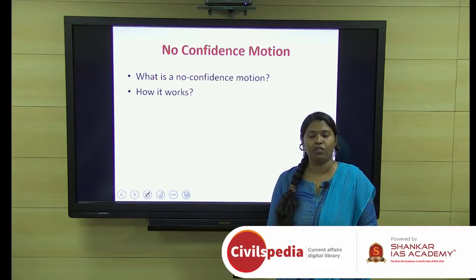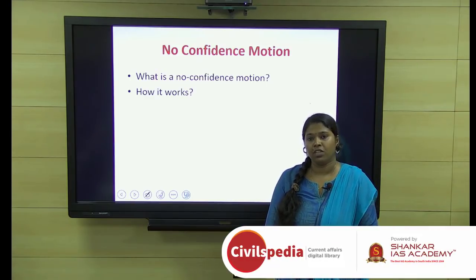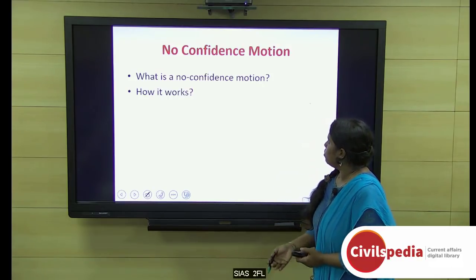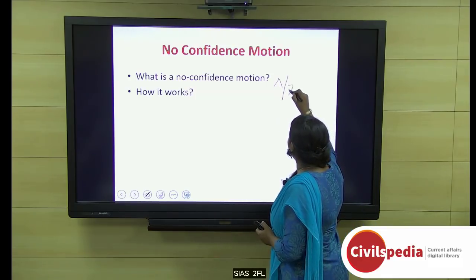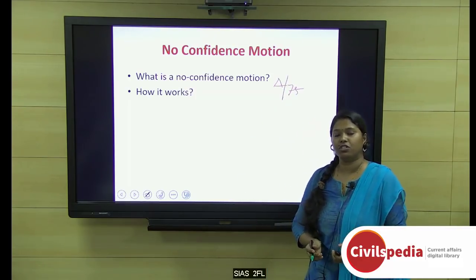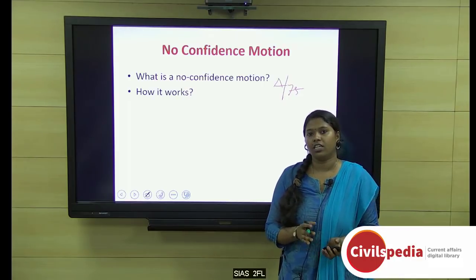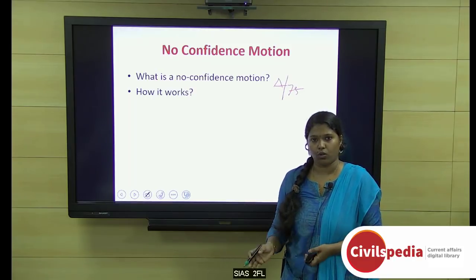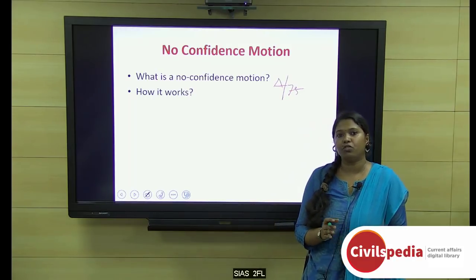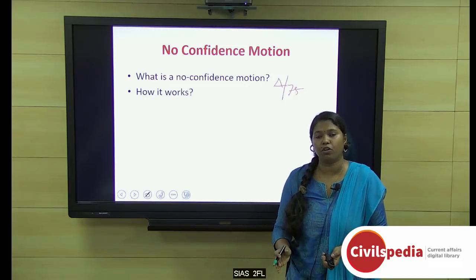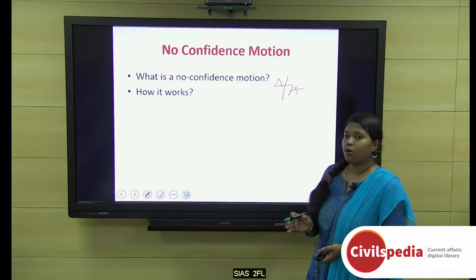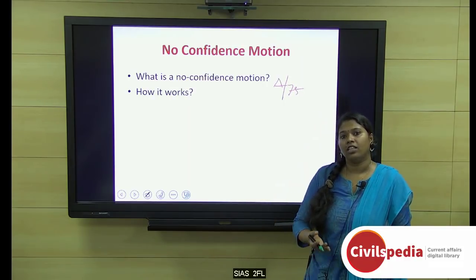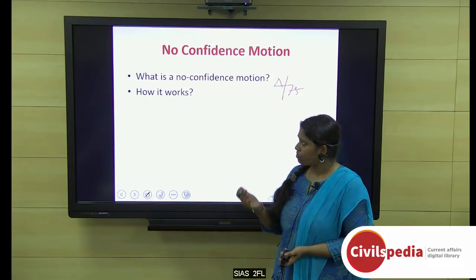You all know that today a no confidence motion is being adopted in Lok Sabha. So we will see what is a no confidence motion and how it works. Article 75 in the Indian Constitution states that the Council of Ministers has a collective responsibility to the Lok Sabha. This means that for a government to function, it should have the majority support of Lok Sabha. We adopt a no confidence motion to know whether the executive enjoys the confidence of the legislature.